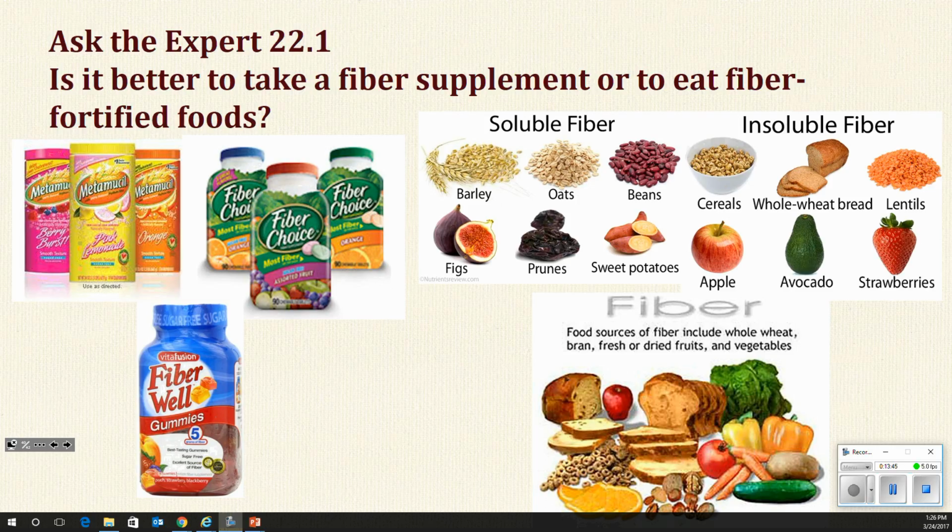I feel like the fiber in the food, like apples, works a lot slower. Skin stays insoluble. With the food, you're eating it more times a day than you are with a supplement. Usually with a supplement you have it once, and so then you have this big clean.